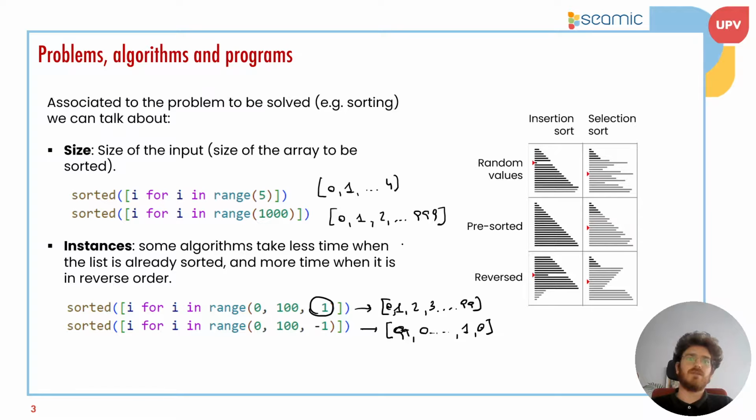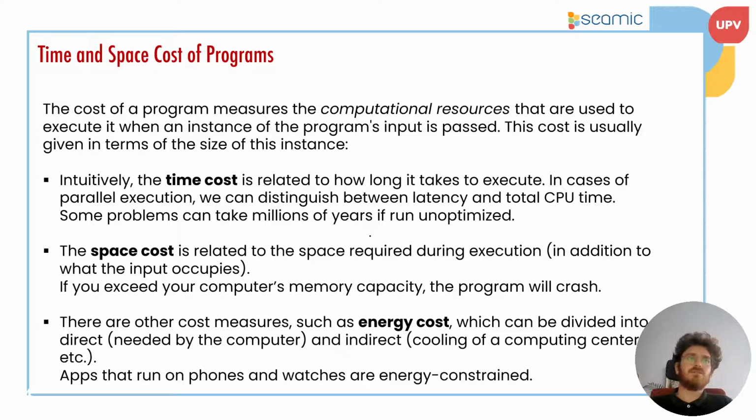There are three main measurements we can take. The first one is the time cost. It's related to how long it takes something to execute. Depending on the algorithm, we can of course take advantage of computing between parallel cores, and we can distinguish many different time costs given any computer. But the main idea here is that we want to measure how many seconds something takes. There are some problems that if you run them unoptimized, they can take millions of years to run. And if you optimize them a bit, they can be solved in just a few minutes.